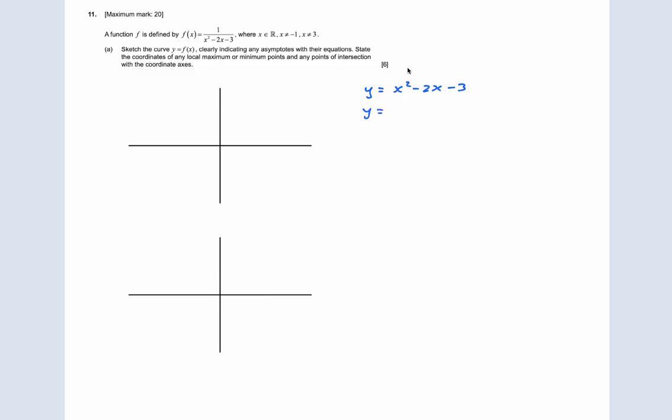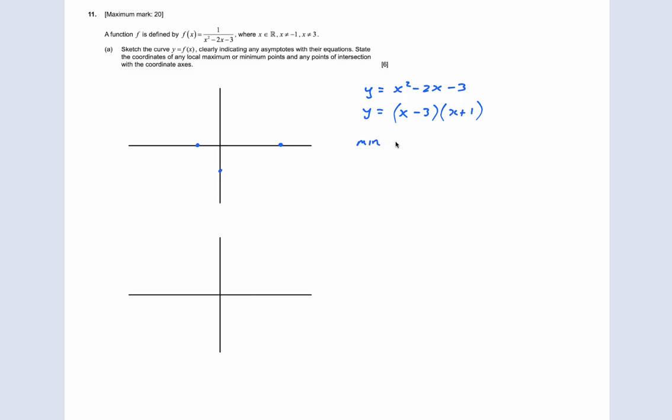Now this is a quadratic that hopefully we can all sketch. x minus 3 times x plus 1, sorry, are the factors, which means there's an x-intercept at 3 and an x-intercept at -1. There's also a y-intercept when x is 0 at -3. Let's put it here. And there's a minimum.